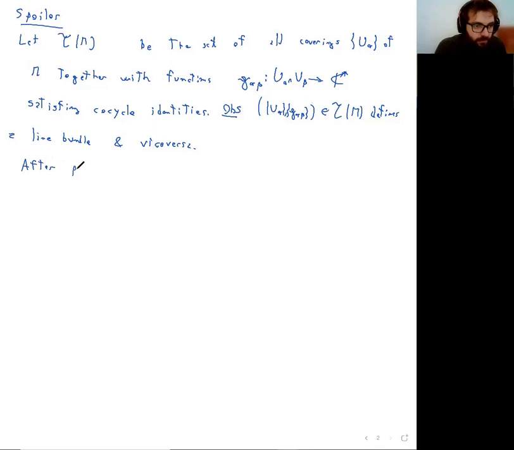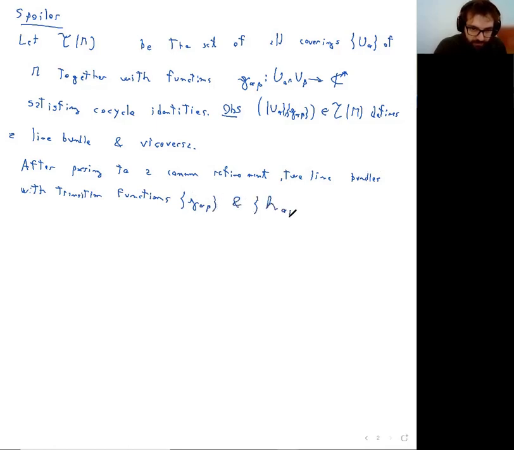So after passing to a common refinement, this means that we can assume that this covering is the same covering for the two line bundles with transition functions g alpha beta and h alpha beta. They are isomorphic if and only if there exist the f alphas such that f beta is h beta alpha f alpha g alpha beta on U alpha intersected U beta.